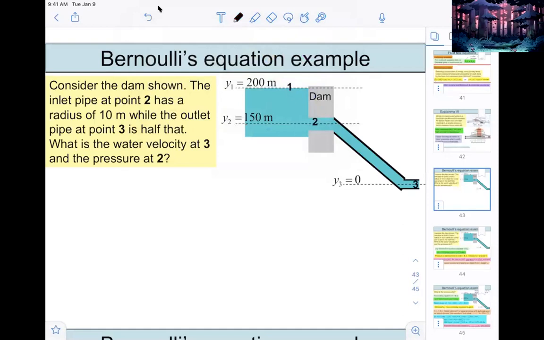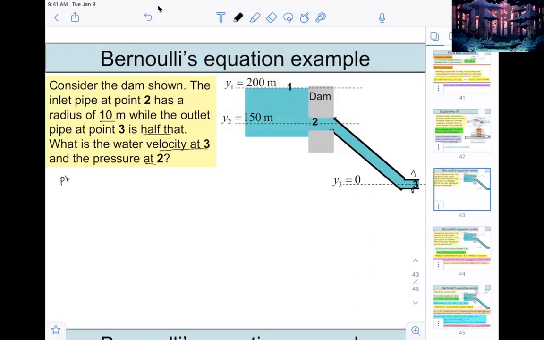It's also telling us the pipe right here has a radius of 4 meters, and the pipe over here has a radius of half of that. So that tells us the width of these pipes. And then it's asking what is the water velocity at 3 and the pressure at 2. So this is the question. All right, so let's try to solve the problem together for the remaining time.